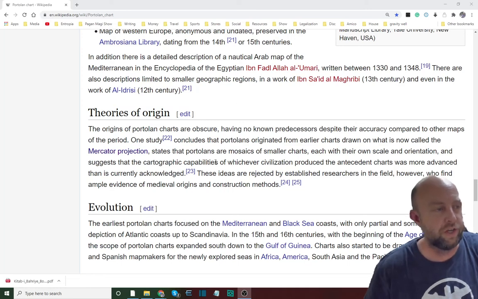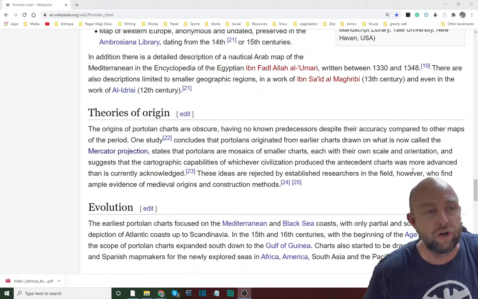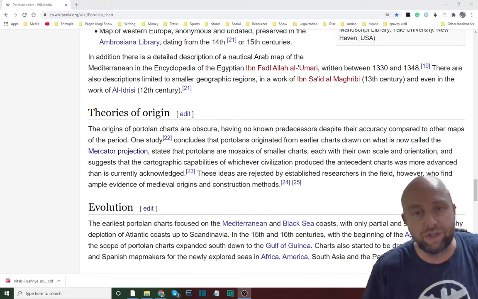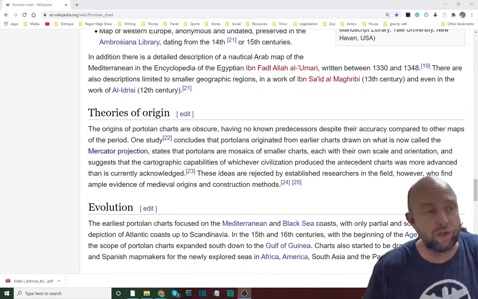Alright, it states here that Portolans are mosaics of smaller charts, each with their own scale and orientation, suggesting the cartographic capabilities of whichever civilization produced these charts was more advanced than is currently acknowledged. So some people attribute these maps or gravity well maps to aliens passing the technology on to humans, but I'm not so sure that's the case.